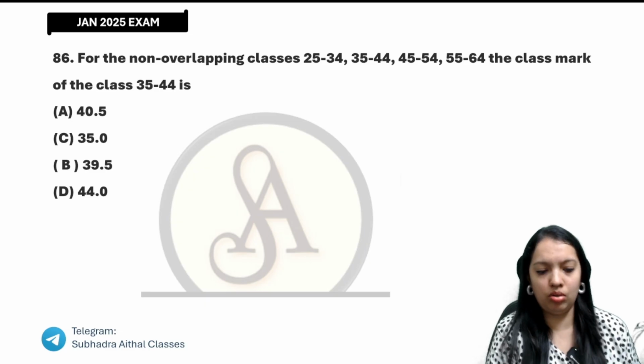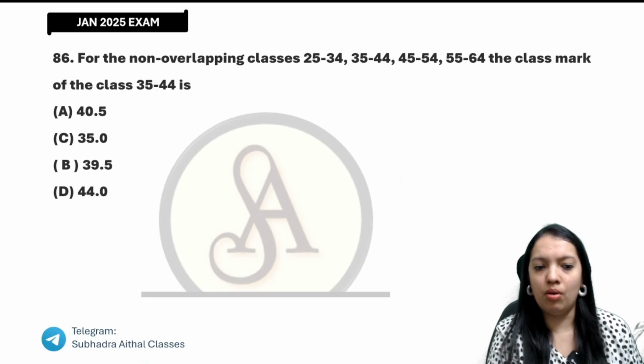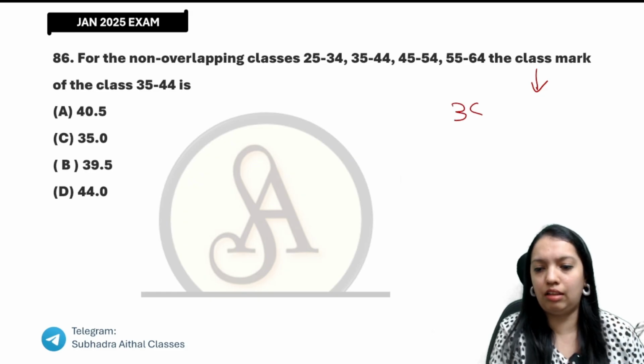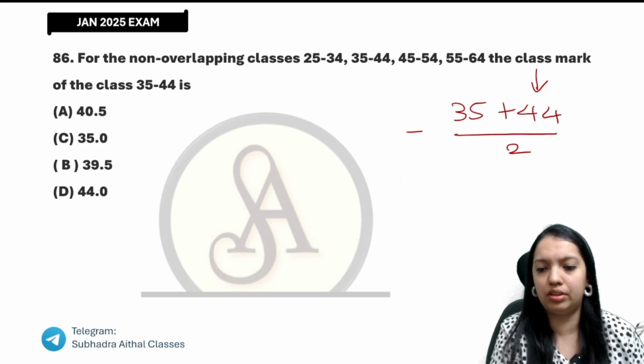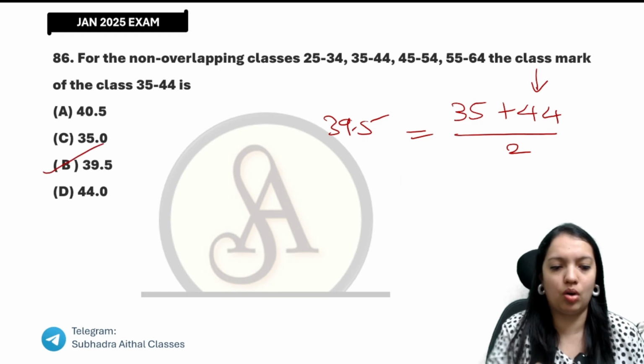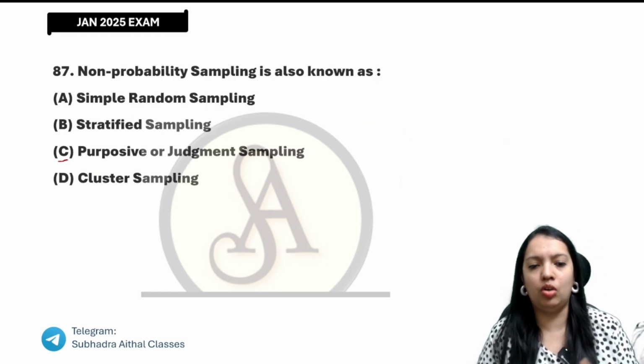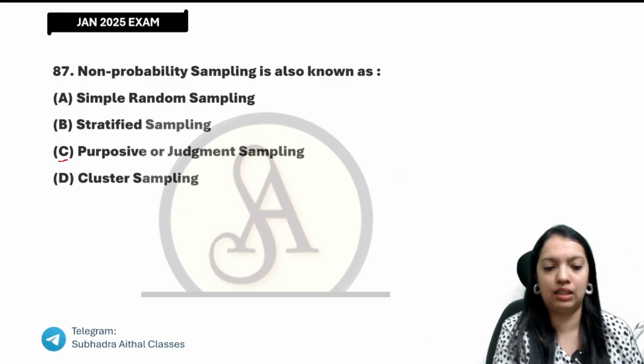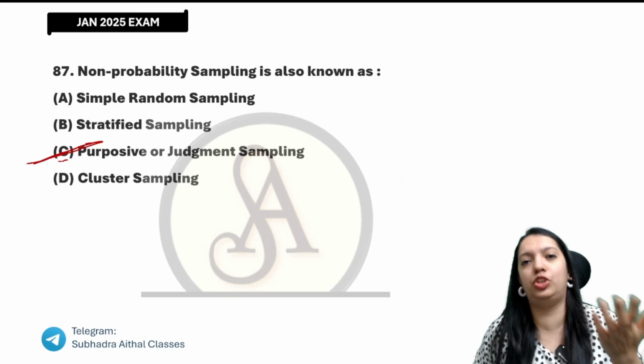Next, for non-overlapping classes, the class mark is (a plus b) by 2. The class limits 35 plus 44 divided by 2. Your answer is 39.5, option B. Next, non-probability sampling. We have probability sampling: simple random sampling, stratified, etc. Non-probability is purposive, what you judge.